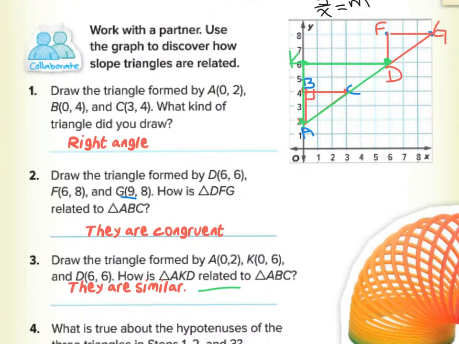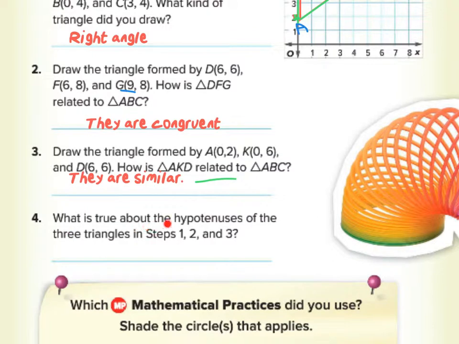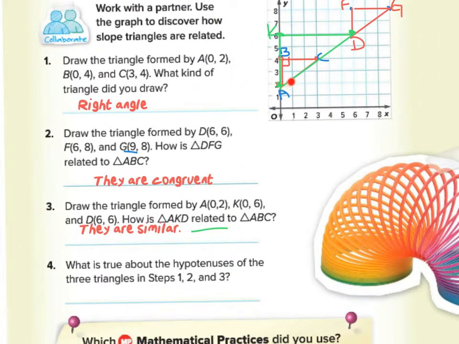Okay, let's answer question 4. We can move on. What is true about the hypotenuse on the 3 triangles in steps 1, 2, and 3? Well, what is true about the hypotenuse? Right here, this is the hypotenuse to each one of those triangles. The first triangle, the second triangle, and then the third triangle. Well, they all fall in the same line, don't they? So they all share the same transversal line. They all have the same hypotenuse.